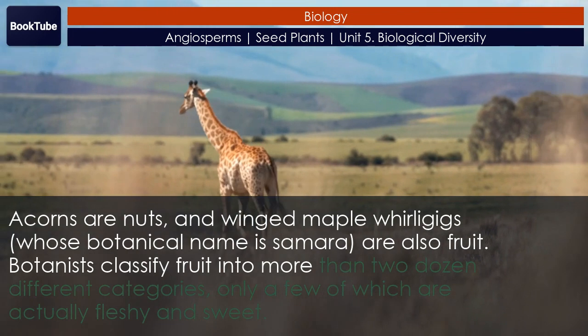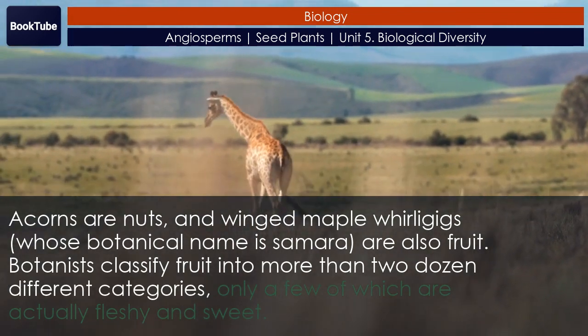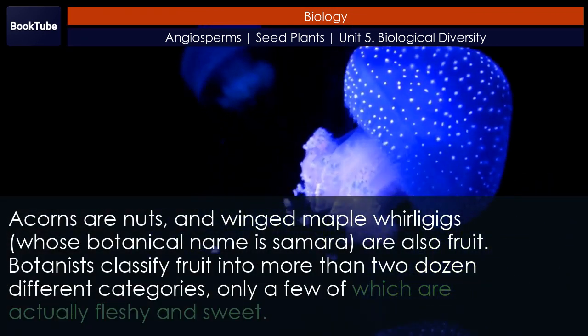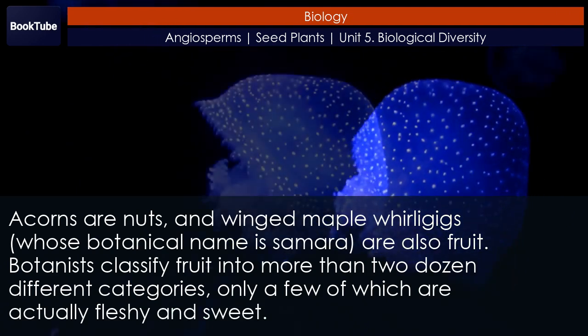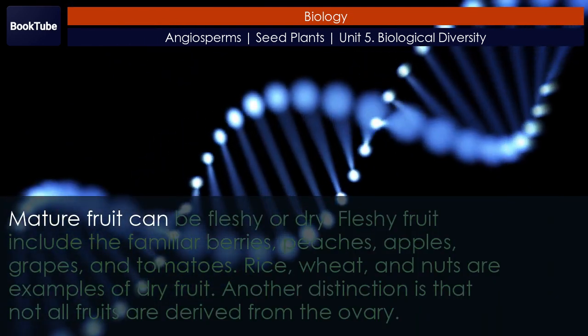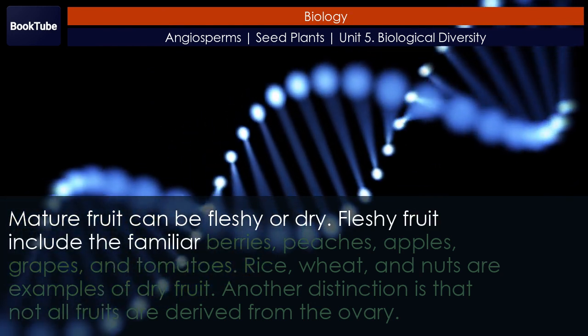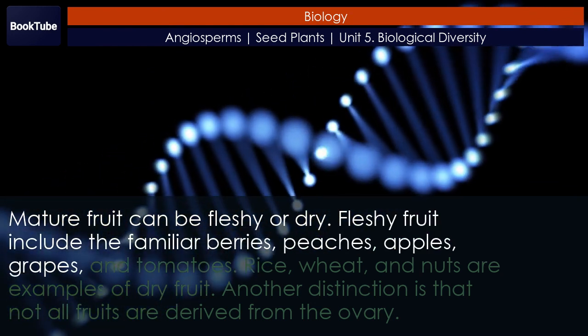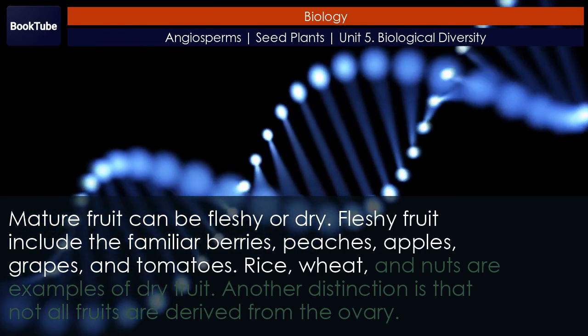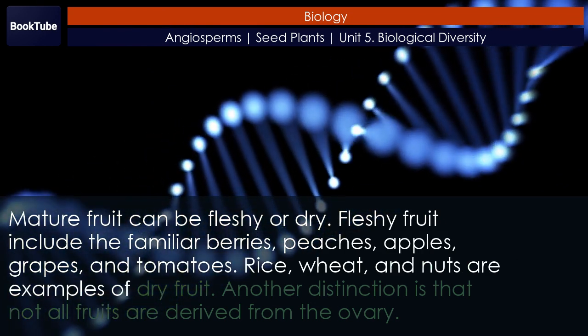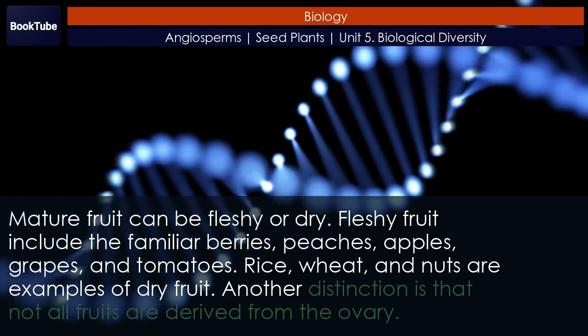Botanists classify fruit into more than 24 different categories, only a few of which are actually fleshy and sweet. Mature fruit can be fleshy or dry. Fleshy fruit include the familiar berries, peaches, apples, grapes, and tomatoes. Rice, wheat, and nuts are examples of dry fruit.